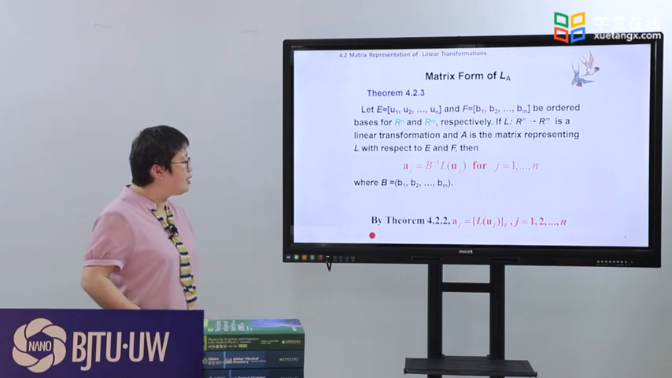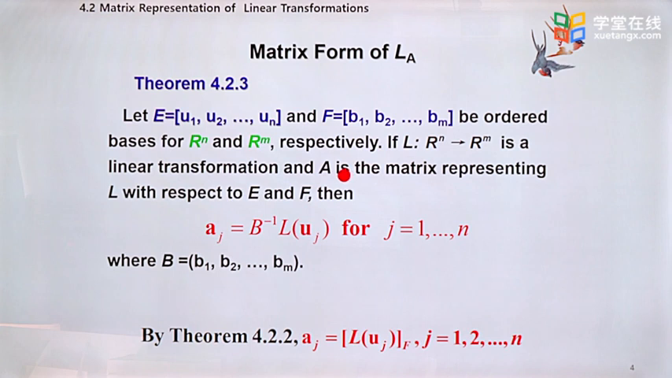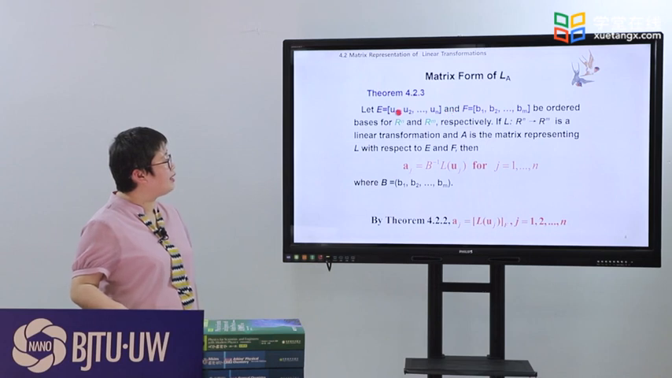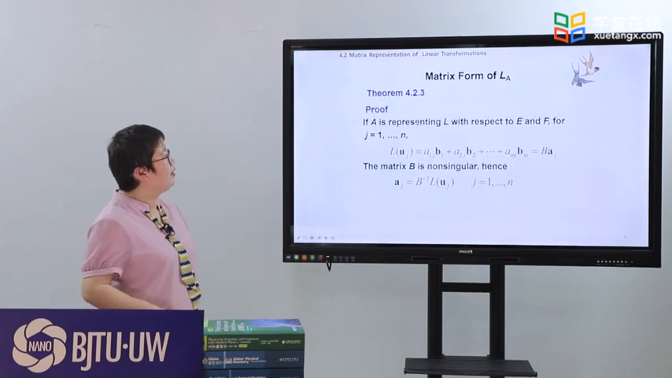By theorem 4.2.2, we know that the j-th column of the matrix A representing L should be L(Uj), the mapping of L on Uj, a basis vector of the original vector space, with respect to F, for j varies from 1 till n.